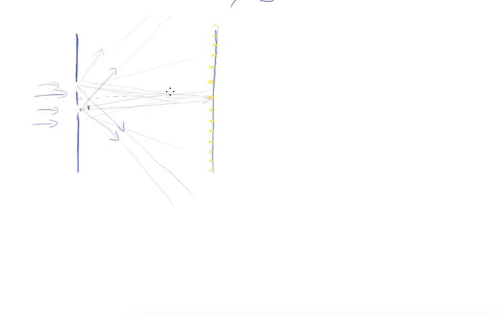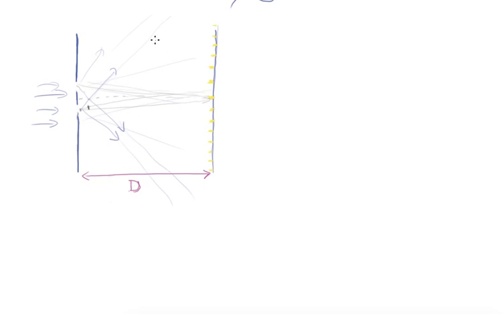Okay, so we want to be able to look at this and do this mathematically. So first, we want to go ahead and define some terms. I just picked the wrong color. So we're going to go ahead and define this distance to be a capital D.